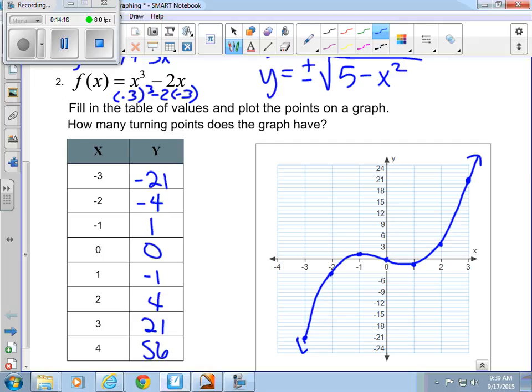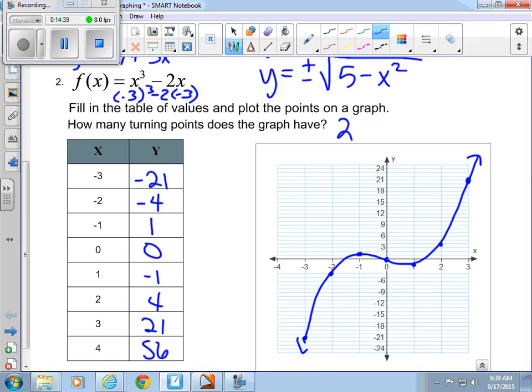This is a strange question in your homework basket tonight, so I just wanted to show you what I meant. How many turning points does this graph have? So how many times does it turn around? Two times, so it has 2 turning points. Any questions so far?